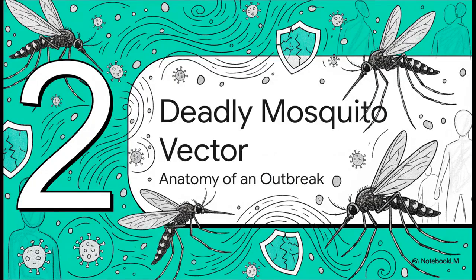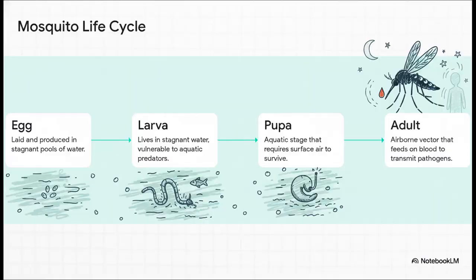Moving right along to Section 2, the deadly mosquito vector, anatomy of an outbreak. We're going to shift our focus now to those external invaders, the pathogens. See, pathogens rarely travel alone. They rely on delivery systems, and the most notorious delivery system on the planet, the mosquito. But understanding the mosquito's life cycle isn't just some textbook biology lesson. It's literally about mapping out tactical vulnerabilities for pest control. It goes through 4 distinct stages.